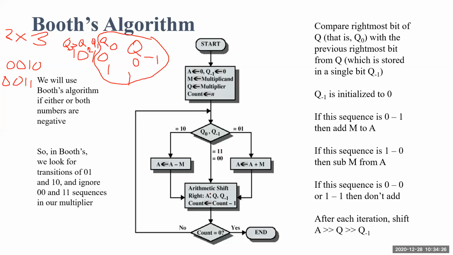An arithmetic shift right will be taking place. Whenever Q0 equal to 0 and Q minus 1 equal to 0, arithmetic right shift will be taking place, and you will be just doing the arithmetic right shift over here. Similarly, it happens even for 1 1. If Q0 equal to 1 and Q minus 1 equal to 1, the arithmetic right shift will be taking place. In the same way, whenever Q0 is equal to 1 and Q minus 1 equal to 0, let us see what happens here.